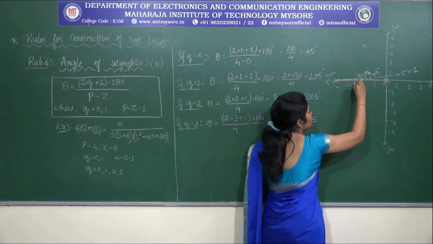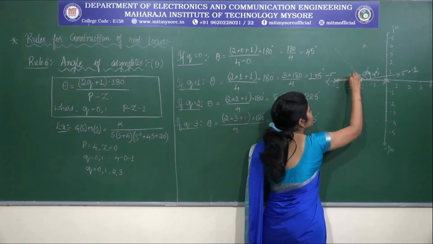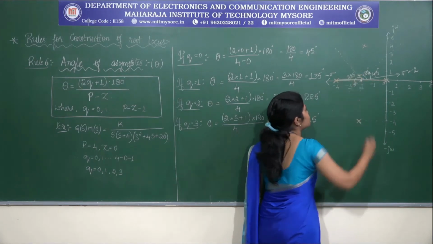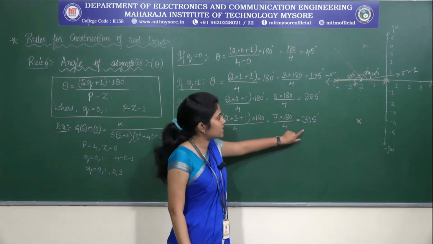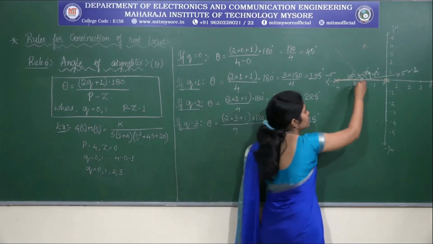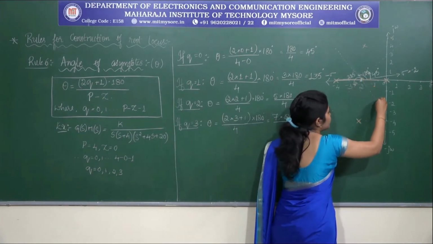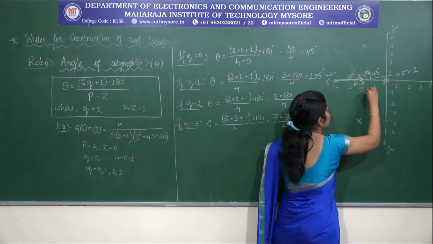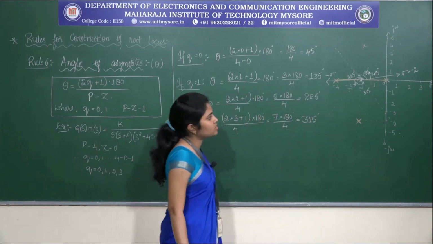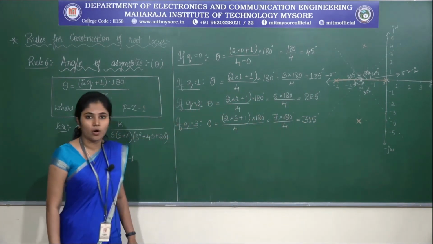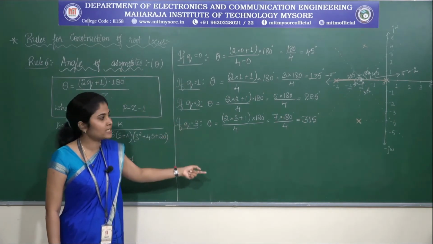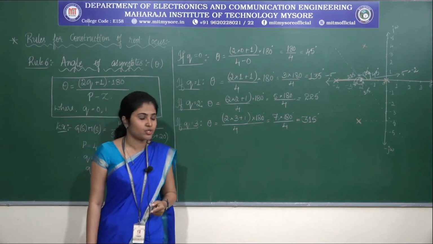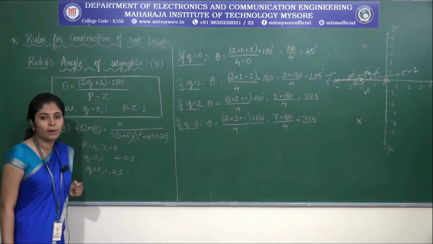So from here till here, the angle made is 225 degrees. Okay. The last angle is 315. So keep the protractor centered at the centroid and mark 315. From here till here, the angle made is. So like this, we need to plot all the angles of the centroid on the graph sheet. So this completes rule number 6.